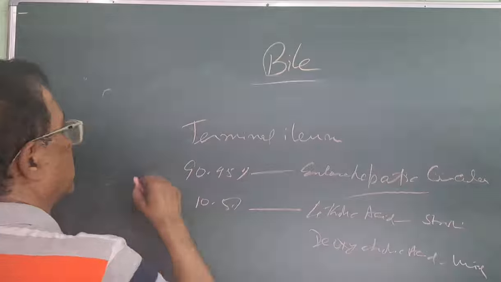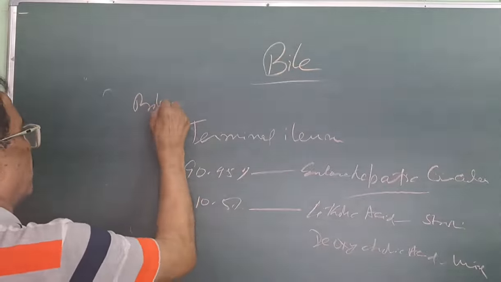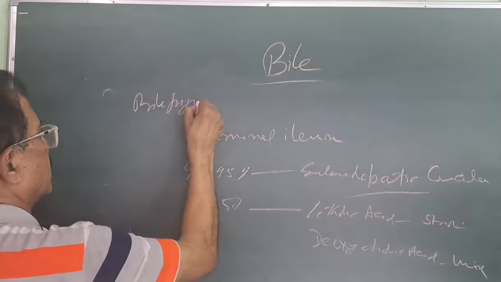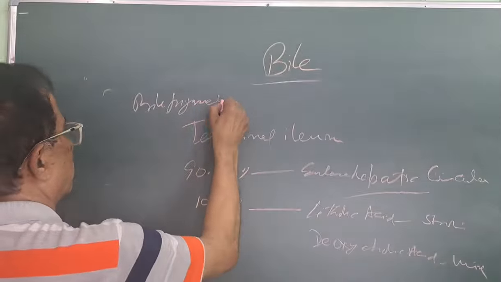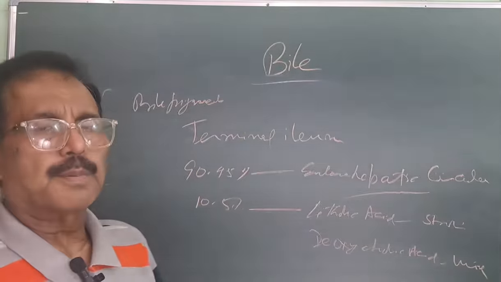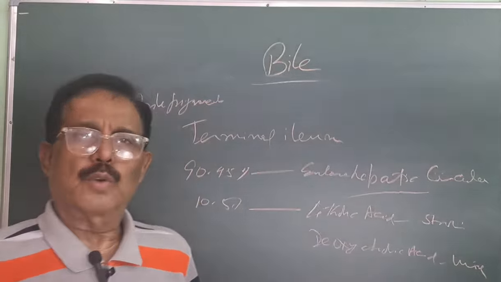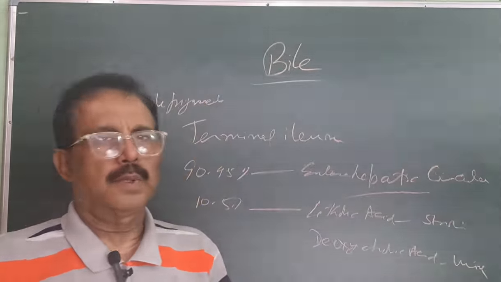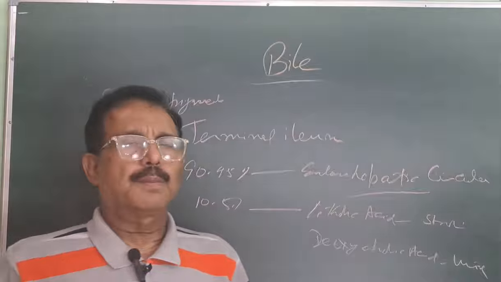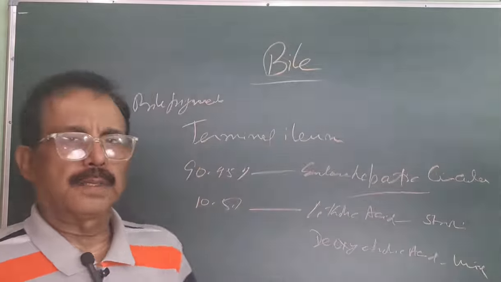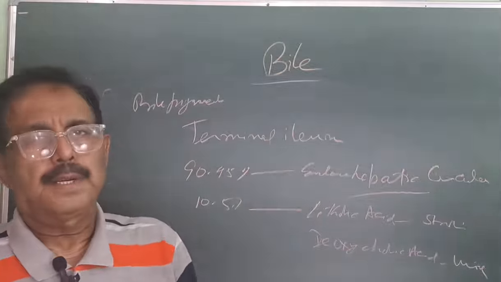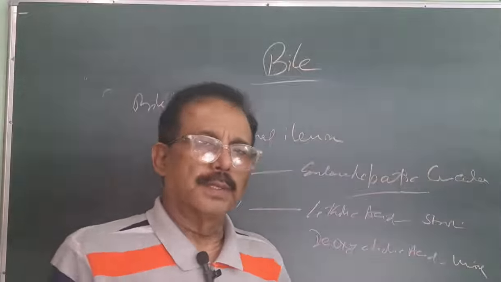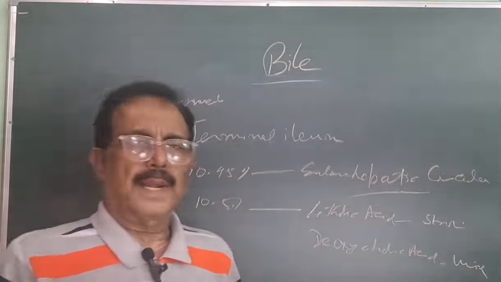Now bile also contains one more thing, bile pigment. Bile pigments are degradation products of hemoglobin. 1 gram of hemoglobin will form 40 milligrams of bile pigment. There are two types, bilirubin and biliverdin. They are of no use in digestive function. So this is about bile.